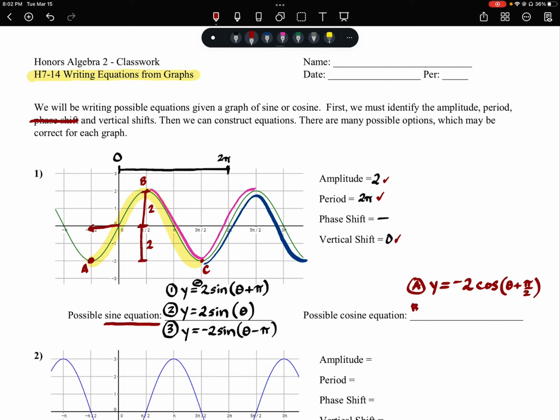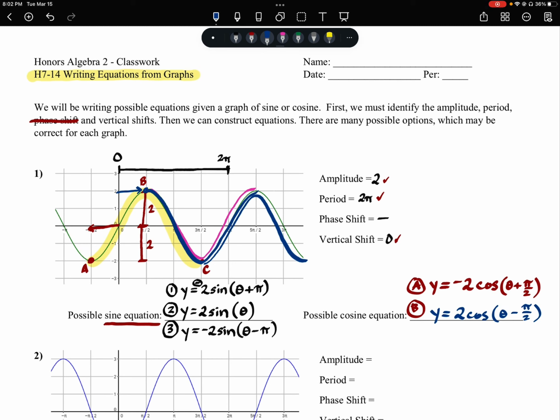Let's look at B. So for letter B, we're starting up here at the top, and we're going down and back up. So we already know that on this one it's going to be y equals a positive 2 times the cosine. Our phase shift on this one, we've gone forward pi over 2, which means we need to say theta minus pi over 2 in our equation. And then, again, no vertical shift.